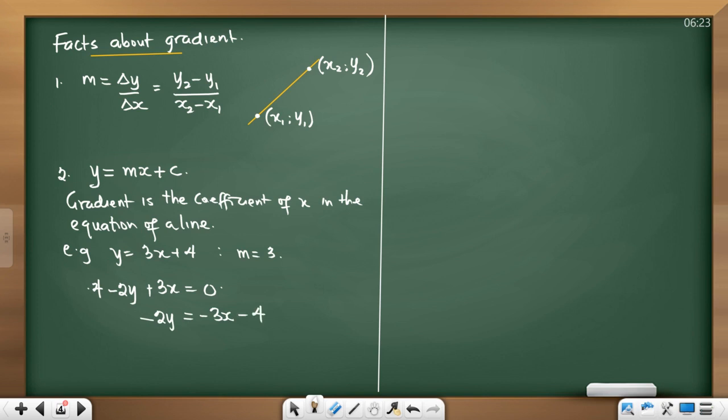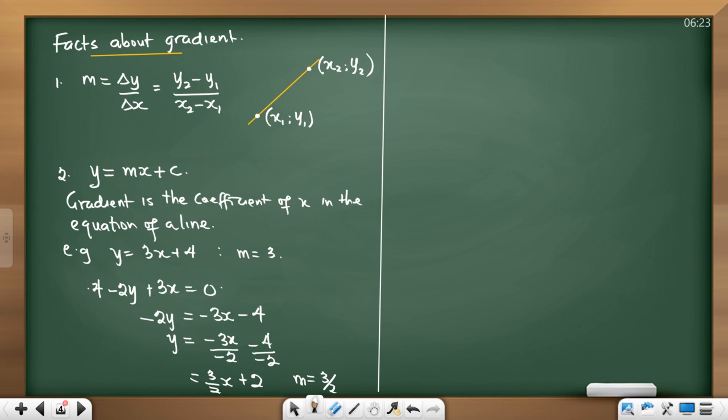Then I'll divide across by negative 2. So negative 3x over negative 2 minus 4 over negative 2. The negative divided by negative would give me positive, so I have 3 over 2 x plus 4 divided by 2. My gradient, therefore, now is 3 over 2. So when you are given the equation of a line, gradient is the coefficient of x. Please make sure that it is written as an equation of a line before we talk about gradient.